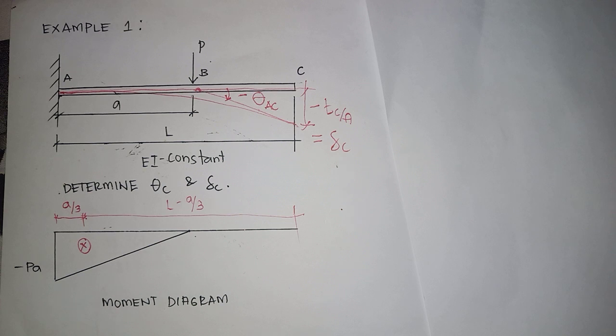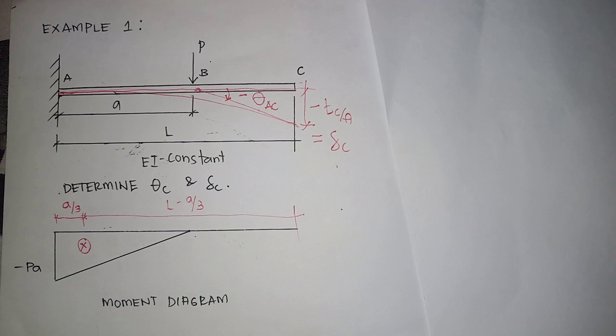of length L. Assuming EI equals constant, so ang aim natin dito is to determine yung slope and deflection doon sa free end. So in this case, it is labeled as point C. So we're going to determine theta C and delta C.